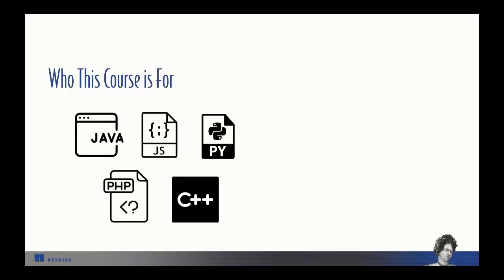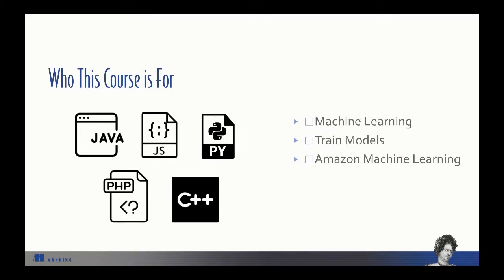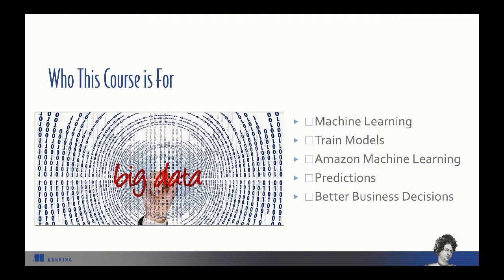This course is for everyday software developers like you that want to learn more about machine learning, how to train machine learning models using AWS Machine Learning, and then quickly turn around and use those models in your applications to generate real-time predictions. Even if you're a seasoned data scientist, you will find this course useful because it saves you time when generating machine learning models.